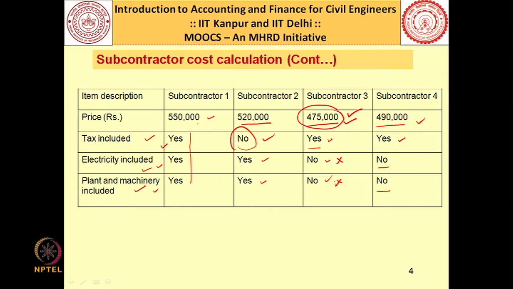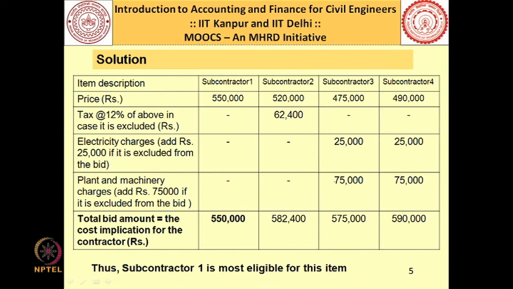So, let us try to work out the total cost implication for each of these prices. As far as subcontractor 1 is concerned, his prices include taxes. So, no addition of 12%, electricity also included in this, plant and machinery also included in this. So, whatever price I have received, that is the final one.